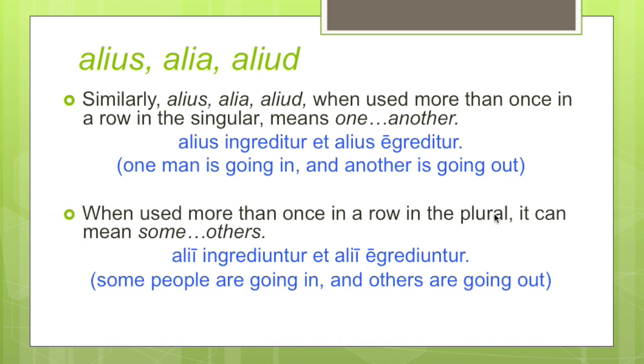When used more than once in a row in the plural, it can mean some and others. For instance, alii ingrediuntur et alii egrediuntur means some people, alii, are going in, ingrediuntur, and et, others, alii egrediuntur, are going out. So the first alii means some people, the second one means others.